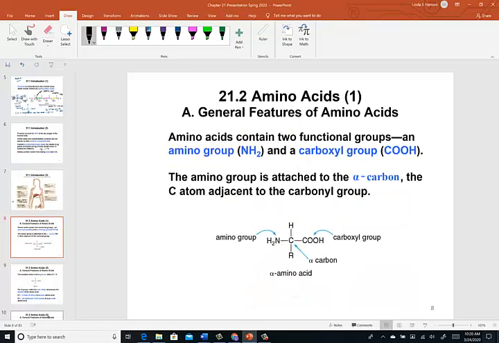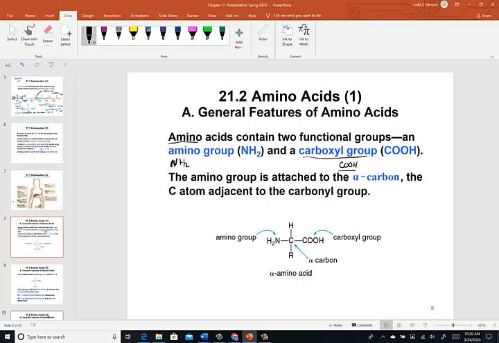So next, let's take a look at some general features, diving into the structures a little deeper. I know we've drawn a general structure. Let's get into the detail. Amino acids have two functional groups, and you can hear it in the name. An amino group, which is of course NH2, and the carboxylic acid group, COOH. Carboxylic acid, COOH, and the amine group, NH2.